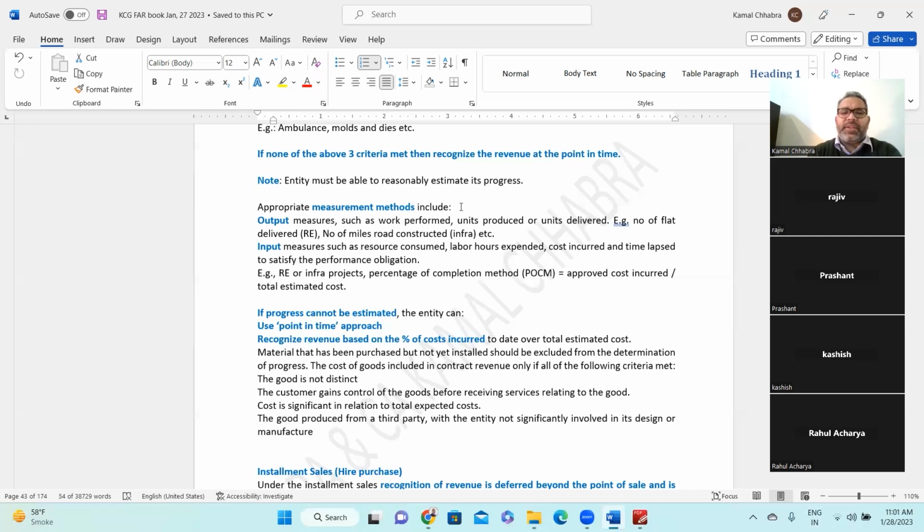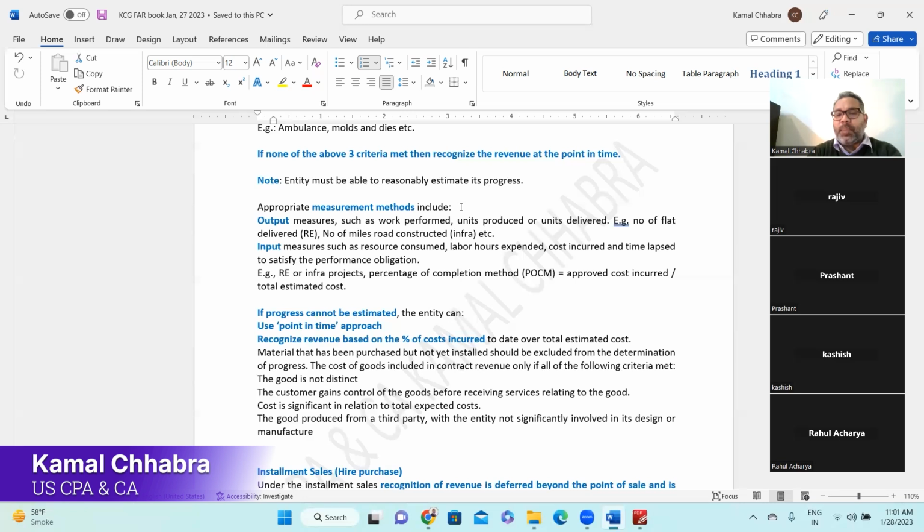Input method is measures such as resources consumed, like how many labor hours I have incurred, right? How much is the cost I have incurred? How much time has lapsed to satisfy the performance obligation? Like for real estate or infra projects, the percentage of completion method is based on the approved cost, right? So that we have also discussed in an example, based on the input, like how much of the cost has been approved by the certified engineer.